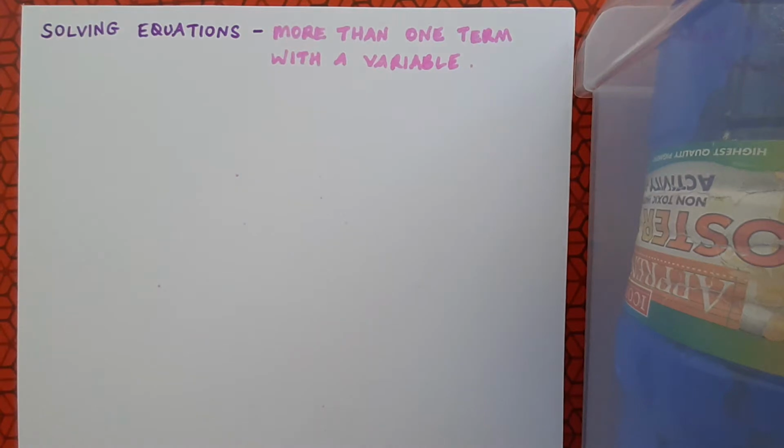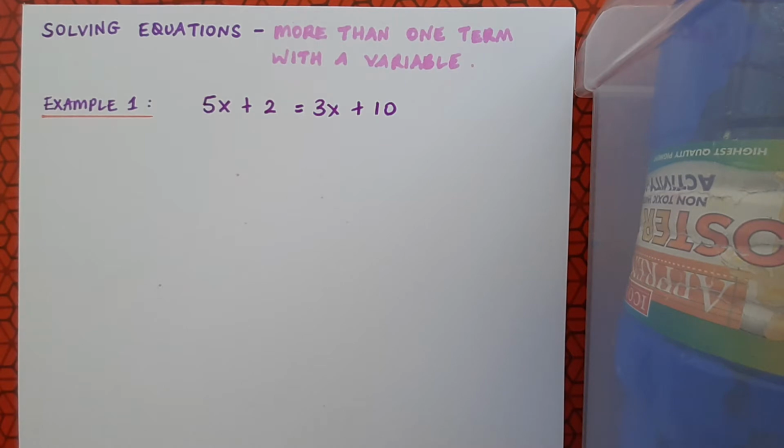This is a video about solving equations when we've got more than one term with a variable. So our first example this time is 5x plus 2 equals 3x plus 10. And we want to solve for x. Now this is very like what we did in the last video, and our instruction is the same. We want to get the like terms on the same sides.